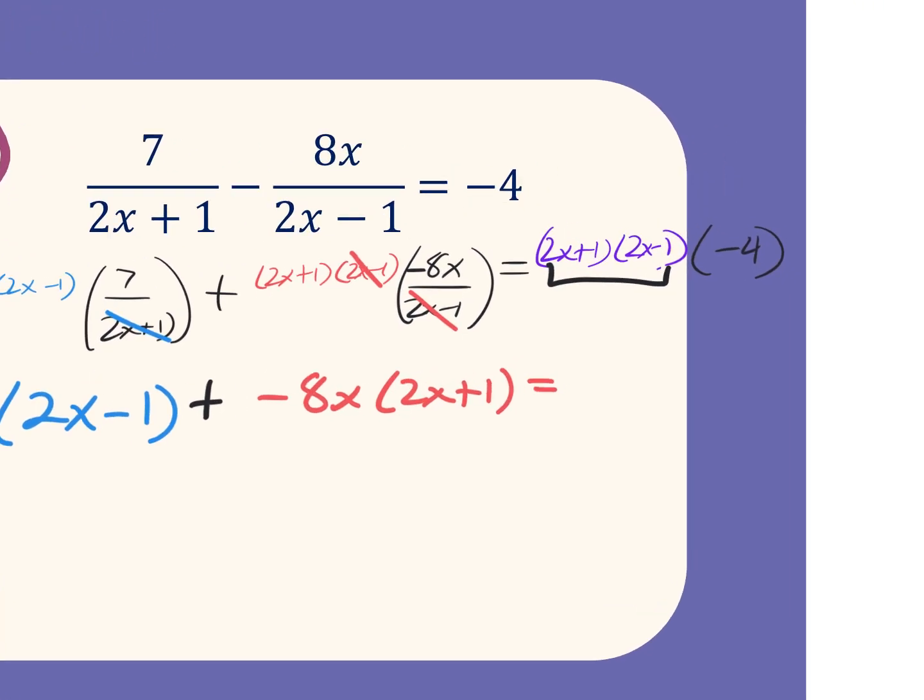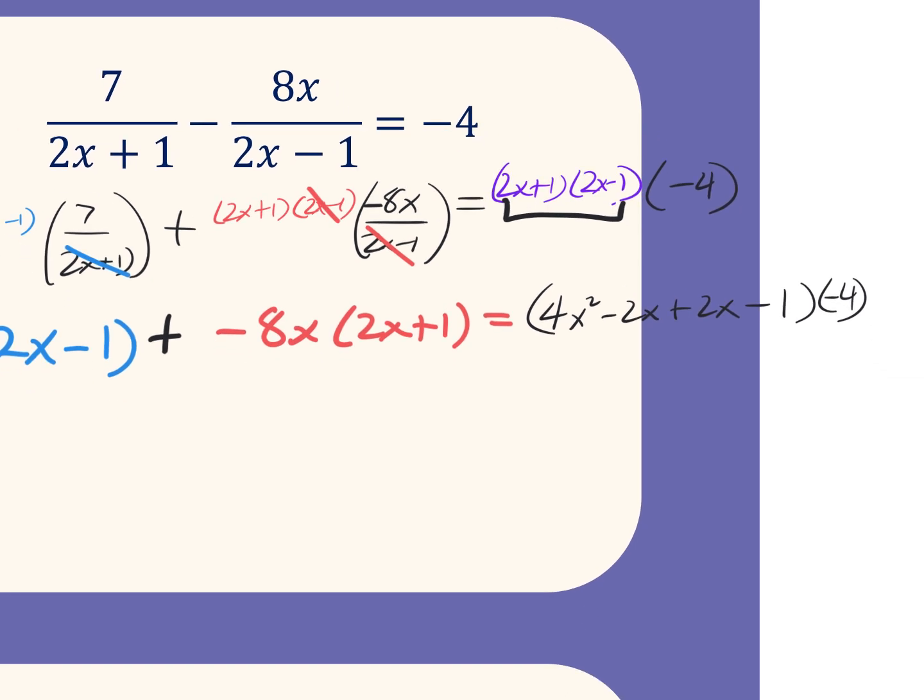So once I FOIL that, I end up getting 4x squared minus 2x plus 2x minus 1. I still have the negative 4 here. Notice these guys cancel out. So then now I'm just going to have to distribute 4x squared minus 1 with the negative 4. And this ends up giving me negative 16x squared plus 4.